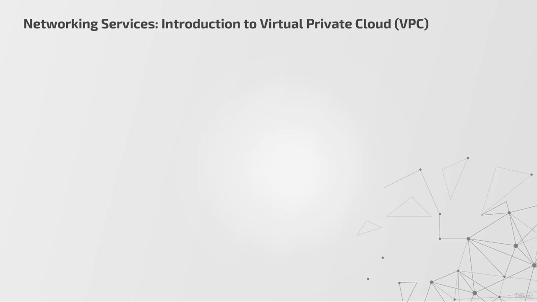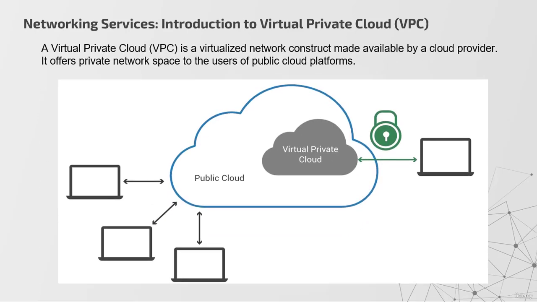With this lesson, we're going to start talking about the networking or the core networking services in the cloud. So first, we're going to start talking about the virtual private cloud or VPC. Now, a VPC is a virtualized network construct made available by a cloud provider, and it offers private network space to the users of public cloud platforms.